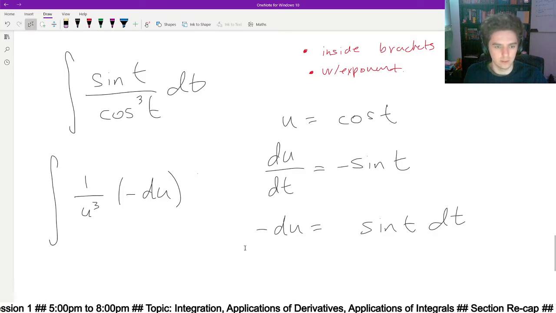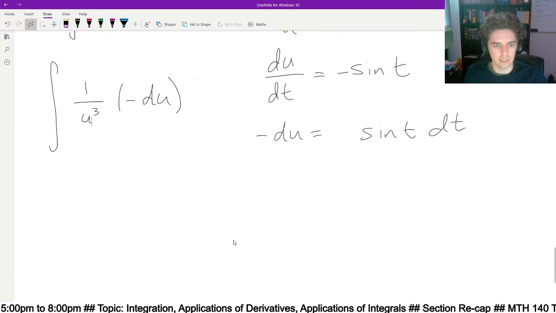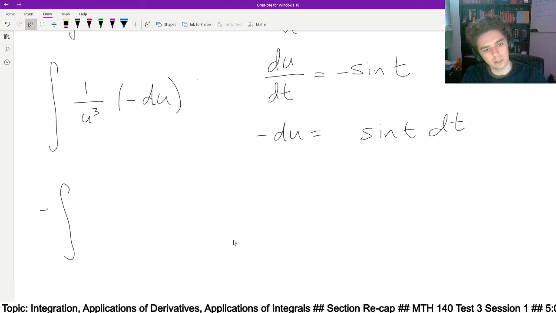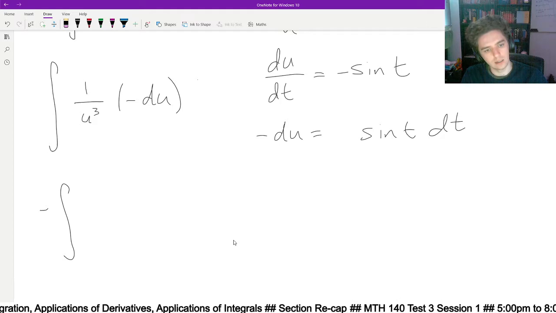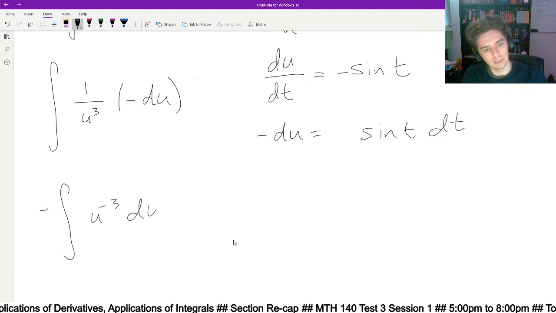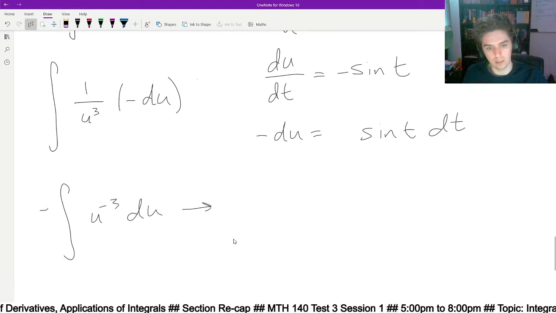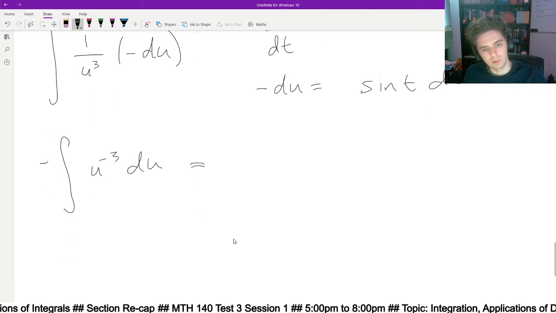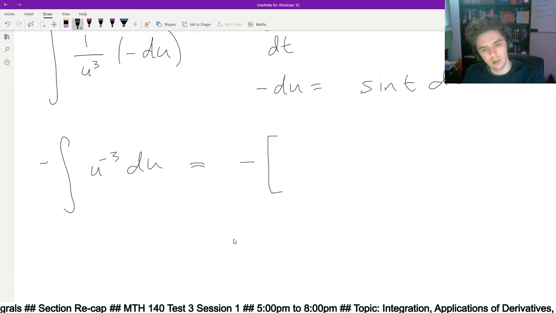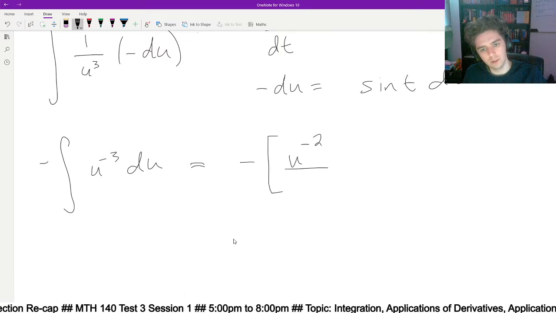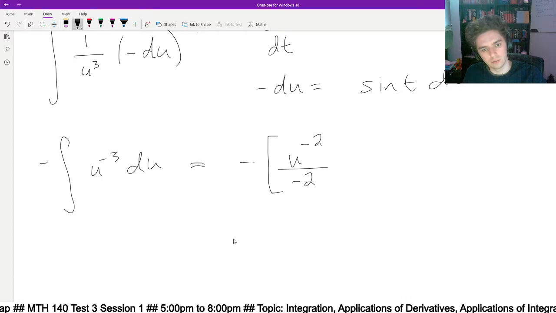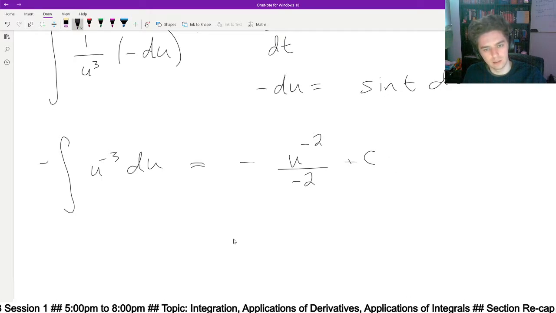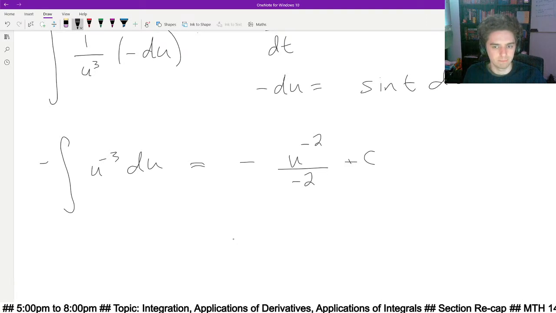That was a successful u-sub, because now everything's replaced with a u in here. So I can move that negative to the front, and it's just 1 over, actually, I'll just say u to the negative 3 du. And now I can just integrate this with the power rule. So it's going to be negative u to the power of negative 2 all over negative 2 plus c. Well, sorry, I don't even have to write that. So there, plus c.